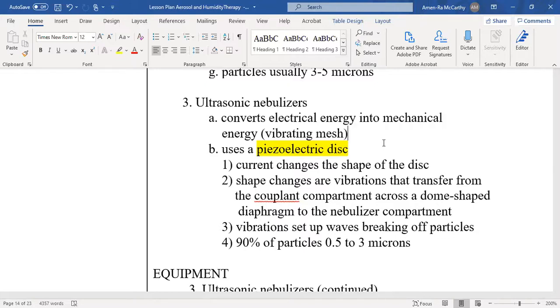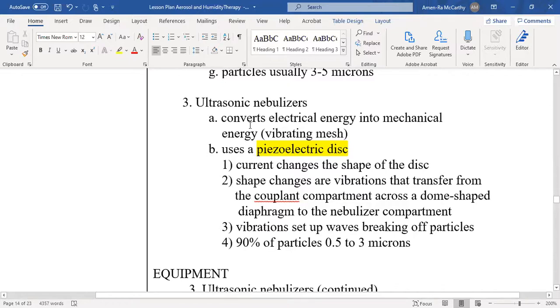This is important. 90% of all of the particles that come from the ultrasonic nebulizer are 0.5 to 3 microns. That's really good. It's really close to therapeutic. They boast that 90% of our particles are going to be 0.5 to 3 microns, so you need to buy my product. When I'm trying to make a decision on what I need to do for my patient, I'm going to be looking at the choices I have, which one is best for my patient.